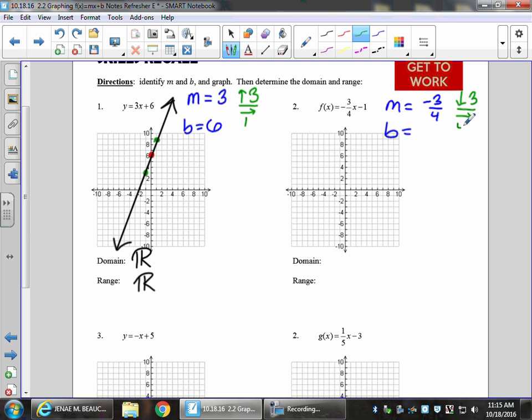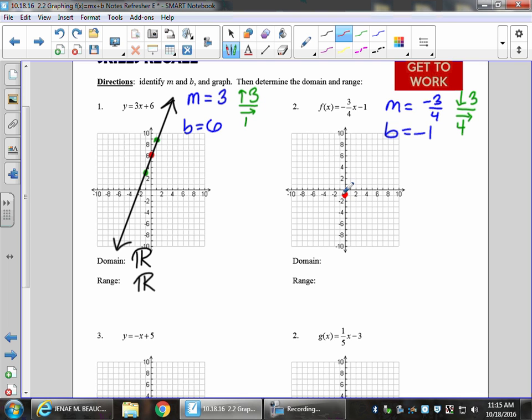No, good question. That negative belongs only to the 3 or only to the 4. You only have one negative value there, either the 3 or the 4. Say that again? Good question. So let me just write B as -1. So we're going to plot our B value first.